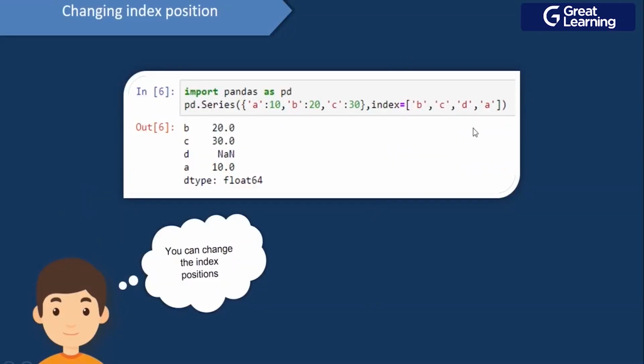So similarly, as we had changed the index values from numerical to alphabetical, when I give the index values as B, C, D, A, this sequence is maintained. So I have B and C first. For B, I have the value 20, for C, I have the value 30. And for D, we had not created any key with this particular index. So that is why we have NaN over here. And then we have A, for which we have the value 10. So this is how we can add a new index position or change the existing index positions.